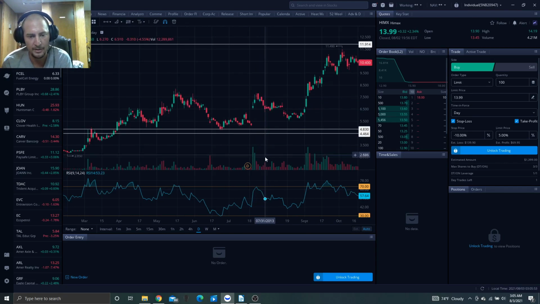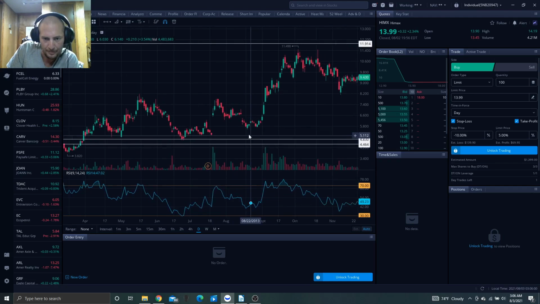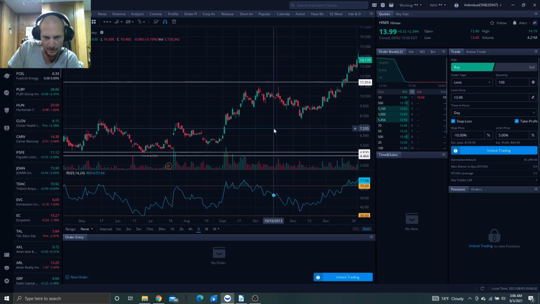This could be a good signal to exit your trade when you get up here and get overbought and you start making this bearish momentum on your RSI. Cool, so let's find some more examples here.